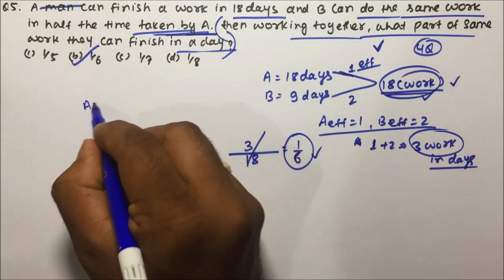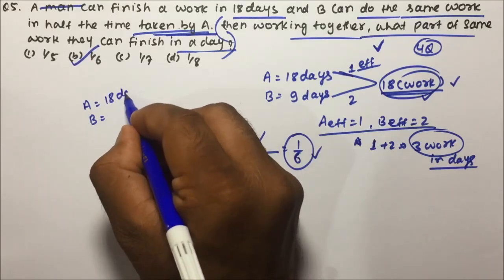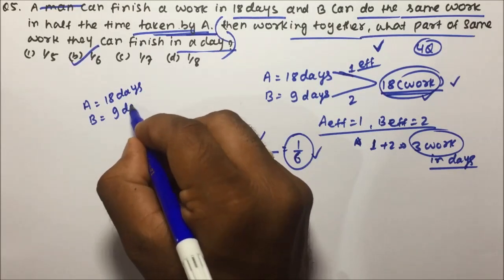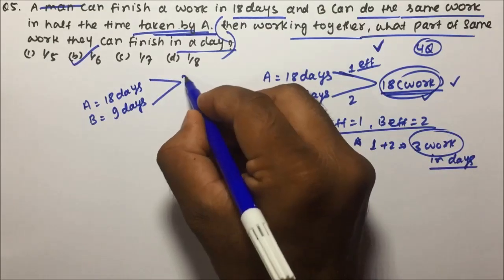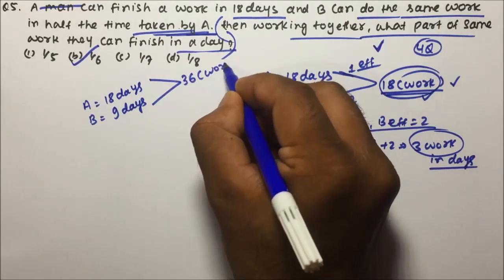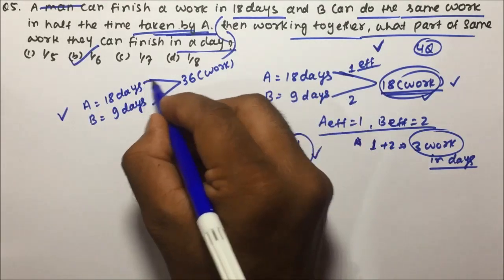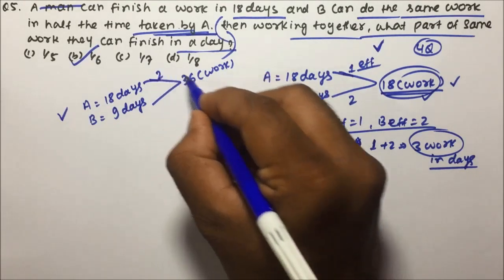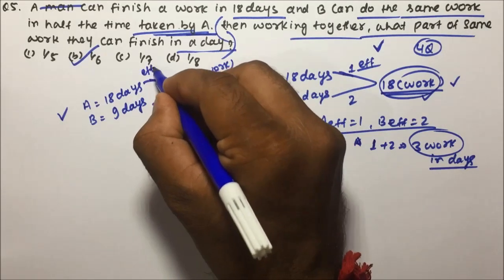Now friends, many students will have confusion, so I am going to clear that confusion. Sir, you are always telling us to assume a number which is divisible by both. So I am going to assume 36 here, because 36 is also divisible by both. Yes friends, you can do that. Still your answer will be the same. Now 36 divided by 18 is 2 times. 36 divided by 9 is 4 times, and that becomes our efficiency.